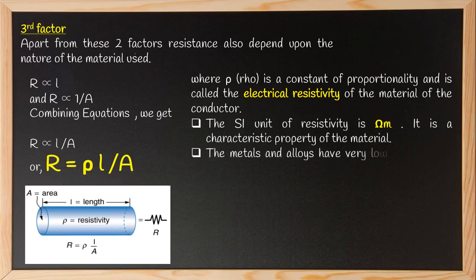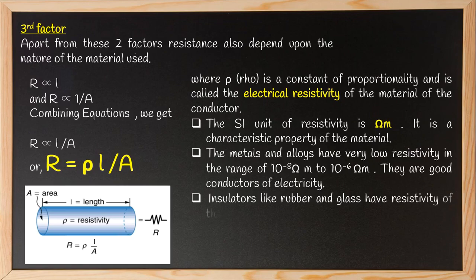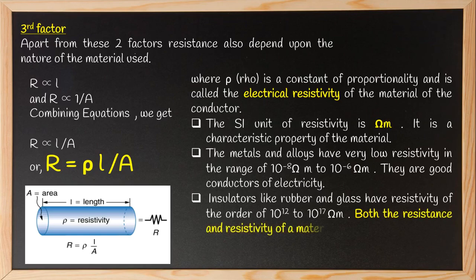The metals and alloys have very low resistivity in the range of 10 to the power of minus 8 ohm meter to 10 to the power of minus 6 ohm meter. They are very good conductors of electricity. Insulators like rubber and glass have resistivity of the order of 10 to the power of 12 to 10 to the power of 17 ohm meters. Both the resistance and resistivity of the material vary with temperature.